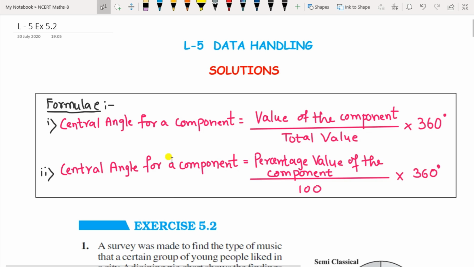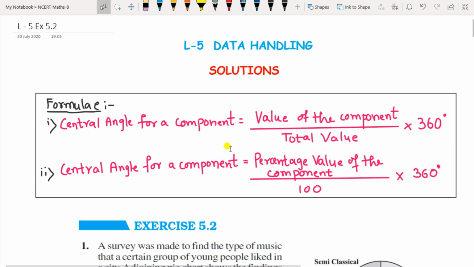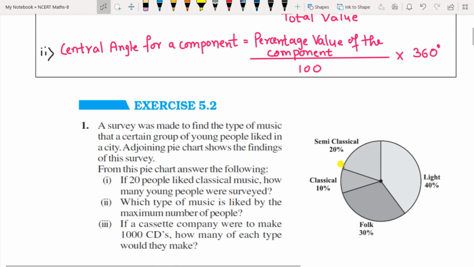Today we are going to see solutions of exercise 5.2 for lesson 5, data handling. For this we need to study one formula, that is the central angle for a component. Here we are going to study the pie chart. A pie chart means a graph in a circle; it is called a pie chart.